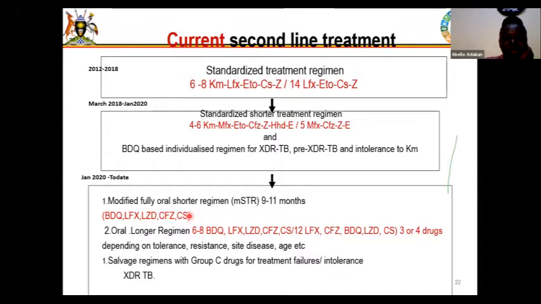So there are 2 options, either the modified short regimen or the oral longer regimen, which is 18 months, same drugs. This time there is an intensive phase of 6 to 8 months, depending on when the culture converts, of bedaquiline, levofloxacin, linezolid, clofazimine, or cycloserine. And then after the intensive phase, they go with 12 months of 3 or 4 of the same drugs, depending on the level of tolerance or resistance or site of disease, etc.